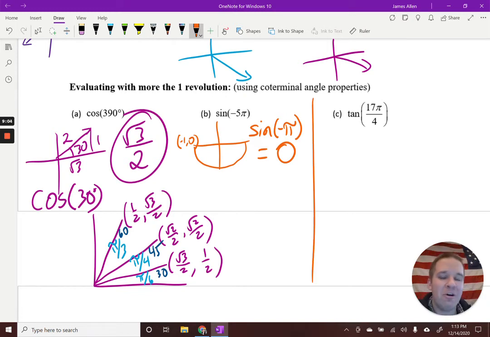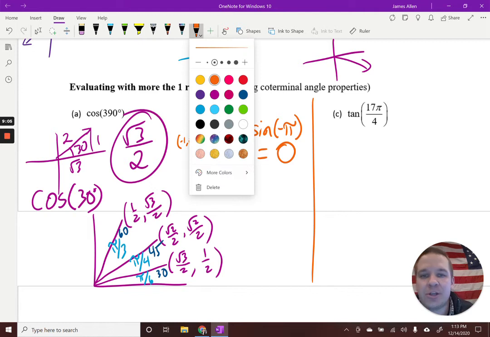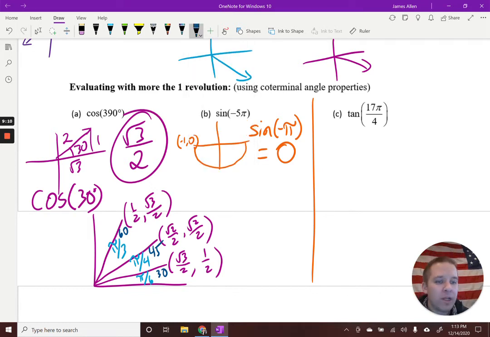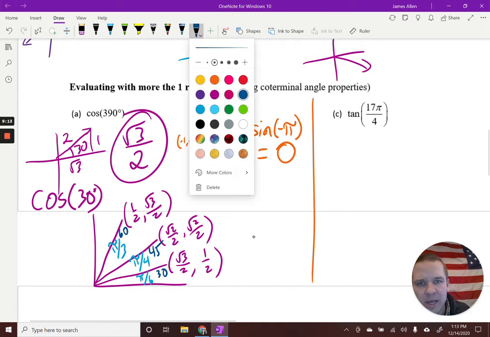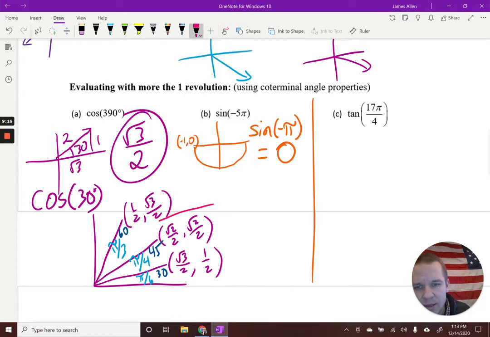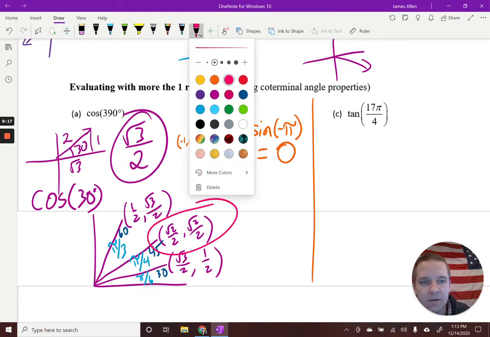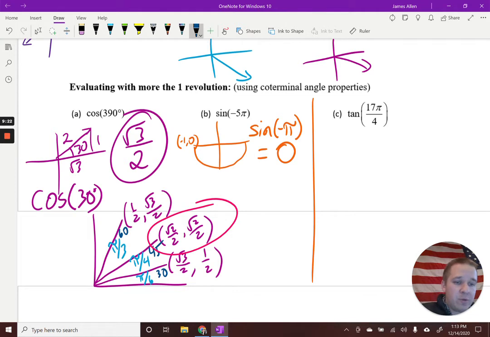17 pi over 4. That's just obnoxious, don't you think? But hey, sometimes it's fun. Well, it's pi over 4, right? So I know that's going to be that ordered pair right there, if I'm a unit circle person. Or I know that I'm doing a 45, 45, 90 triangle if I'm a triangle person.